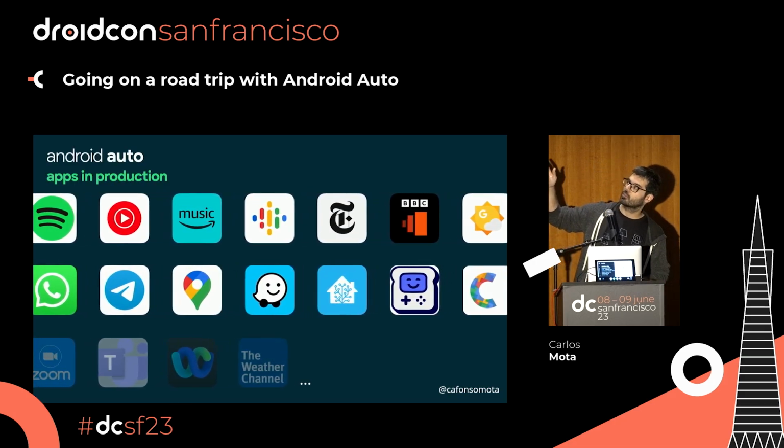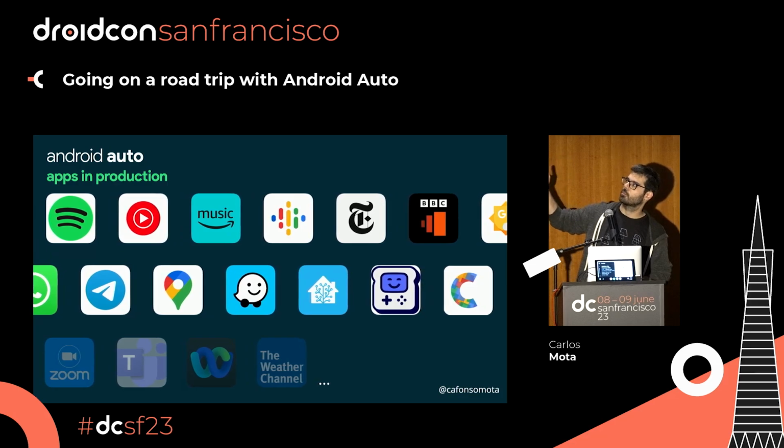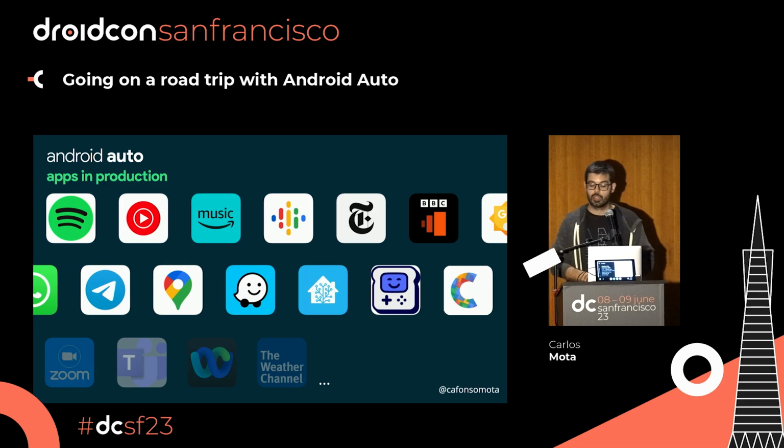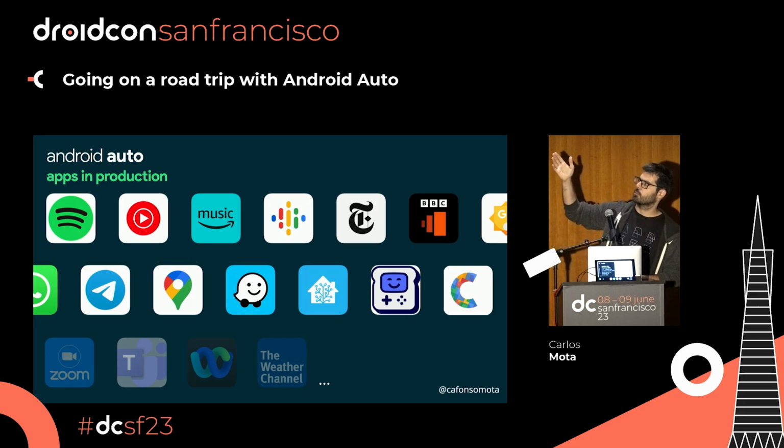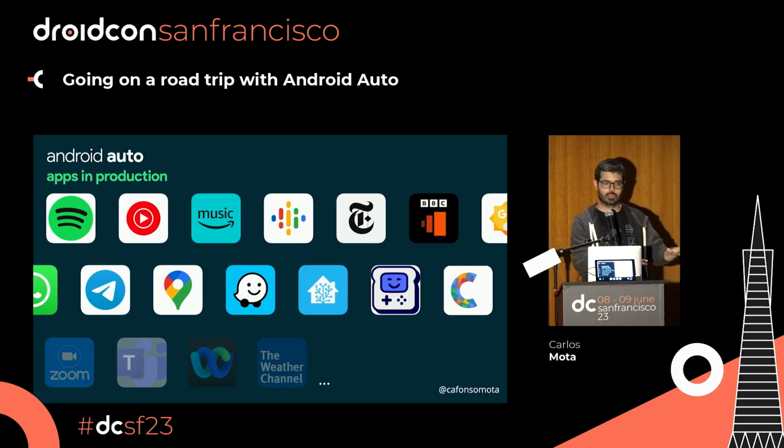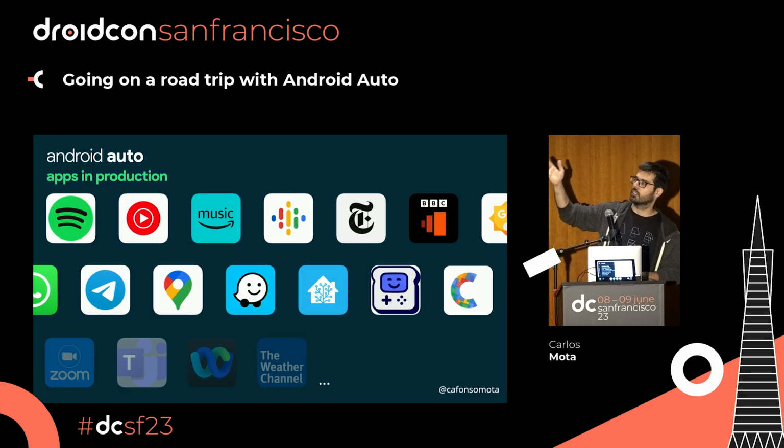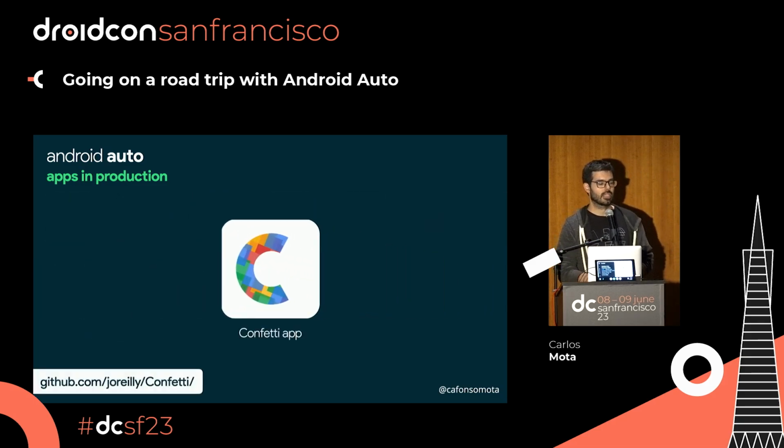On top we've got for music Spotify, YouTube Music, Amazon Music, Google Podcasts, New York Times, BBC, weather apps, messaging like WhatsApp, Telegram, Google Maps, Waze. You've also got IoT solutions like Home Assistant. You've got games, if I'm not mistaken, for when you're parked. So you can use it if your car is parked. And briefly, we're going to have Zoom, Teams, the Weather Channel, and the Cisco Messaging app. And of course, you've got our Confetti app that we've given support for Auto.